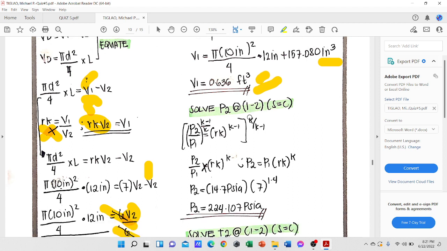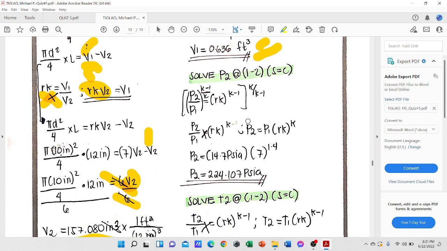Next, I solved for pressure 2, from point 1 to 2, which is isentropic, constant. To get pressure 2, the formula I used is the P2 V2 formula. Volume 1 all over volume 2 is equal to rk, right?